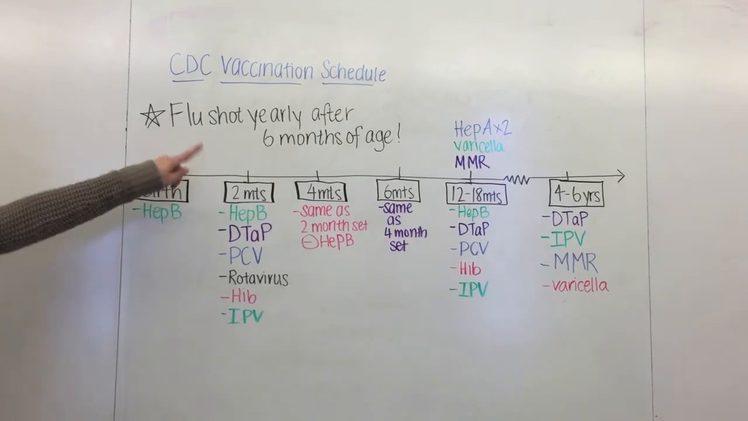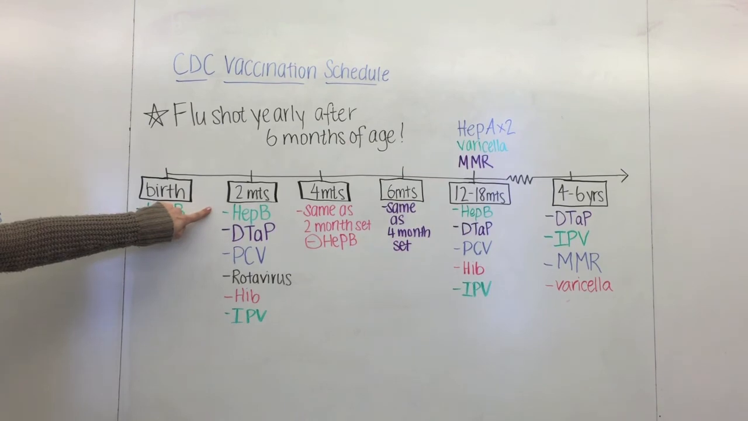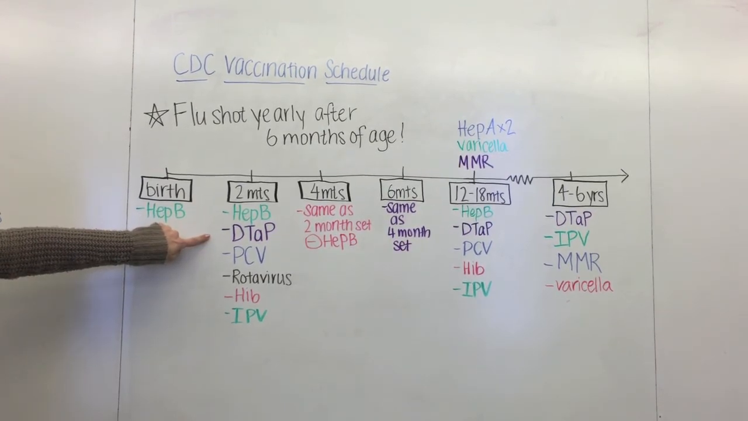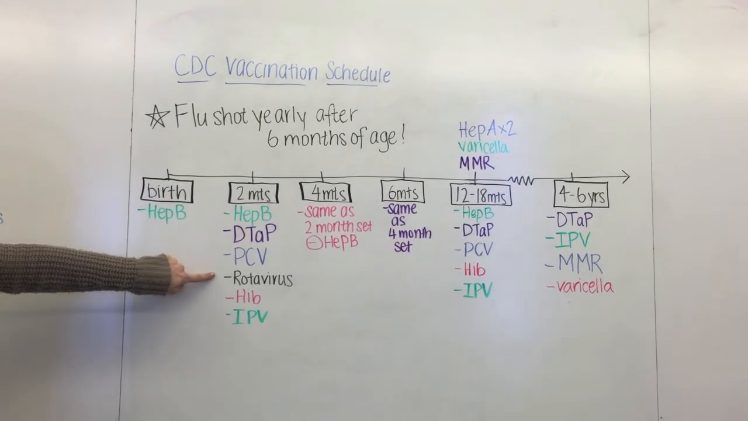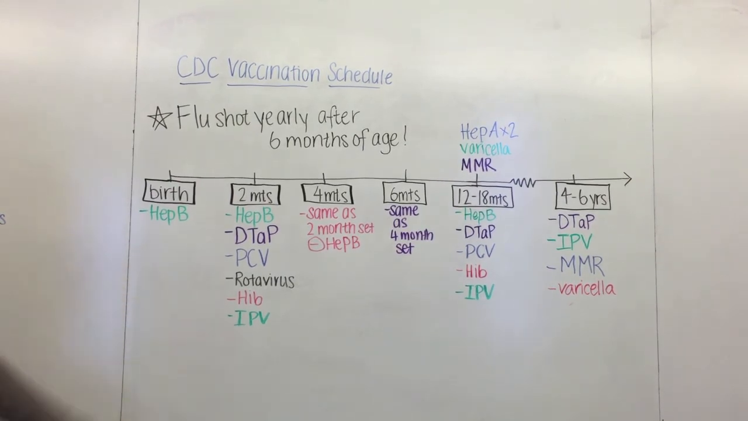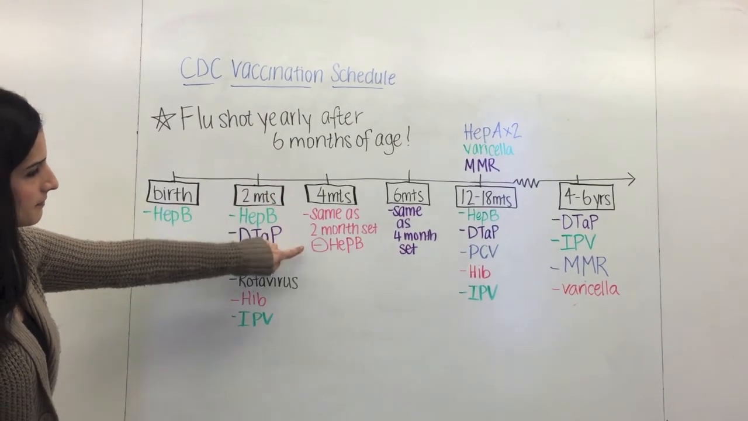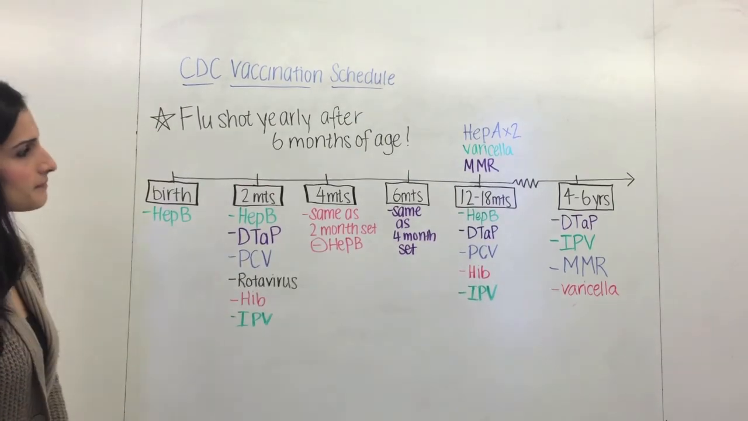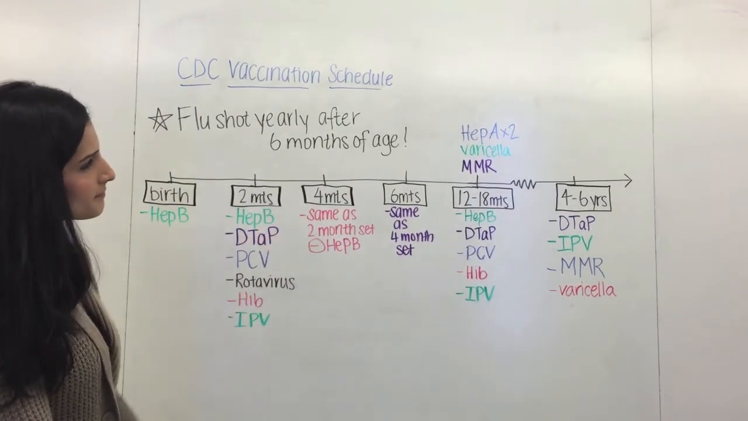At the 2-month checkup, the baby receives a whole host of vaccines, including Hep B, DTaP, which is diphtheria, tetanus, and acellular pertussis, PCV, which is pneumococcus, the rotavirus, influenza B, and the polio vaccine. At 4 months, the baby receives the same vaccinations, the second doses of all the same vaccinations as at 2 months, except for the Hep B. The 6-month visit is the exact same as the 4-month set.